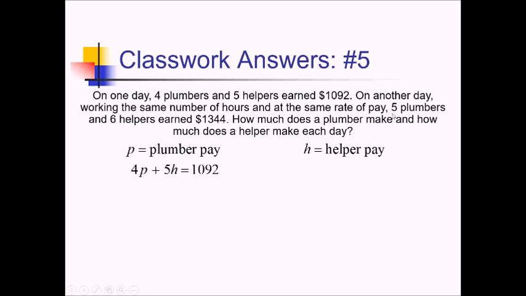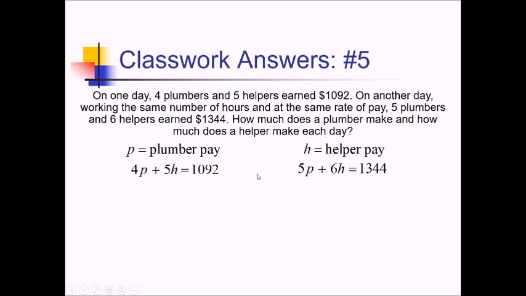We can do the same thing with day 2. So we have 5 plumbers, so 5P, plus 6H for the 6 helpers. That should equal 1,344. All we have to do at this point is solve using substitution or elimination. I'm pretty sure elimination is going to work better, although both are going to be kind of tricky on this one just because of the types of numbers involved. For elimination, we have to decide if we're getting rid of P or H. It doesn't really matter how you go. I'm just choosing to get rid of H.